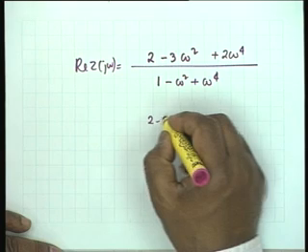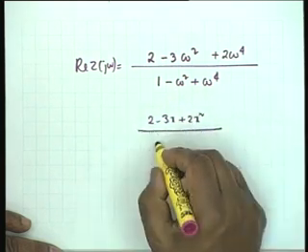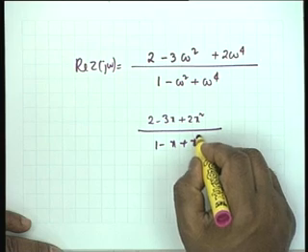Alright. So how do I find the minimum value of this? Is it obvious where the minimum is? Omega squared equal to 1. How do you know? How do I find the minimum value? Let us put omega squared equal to x. Then 2 minus 3x plus 2x squared divided by 1 minus x plus x squared.